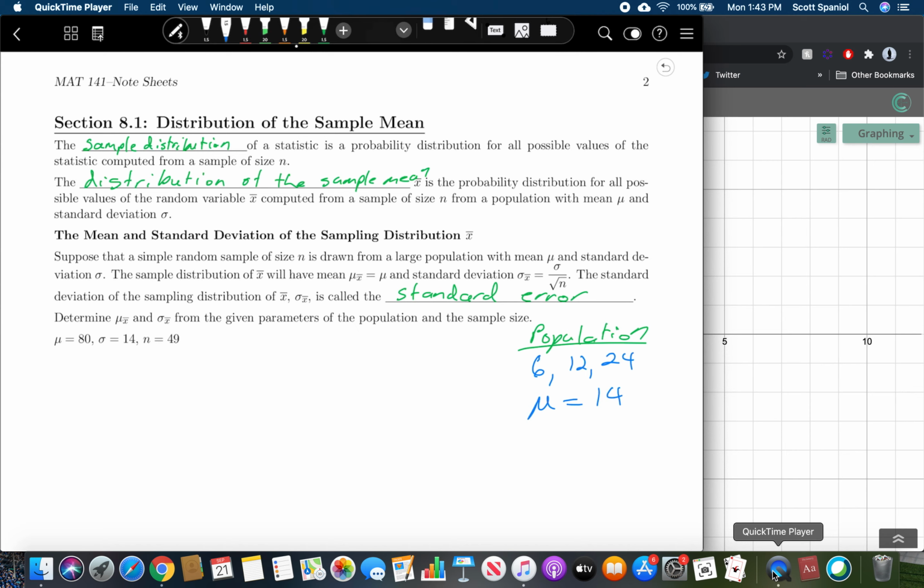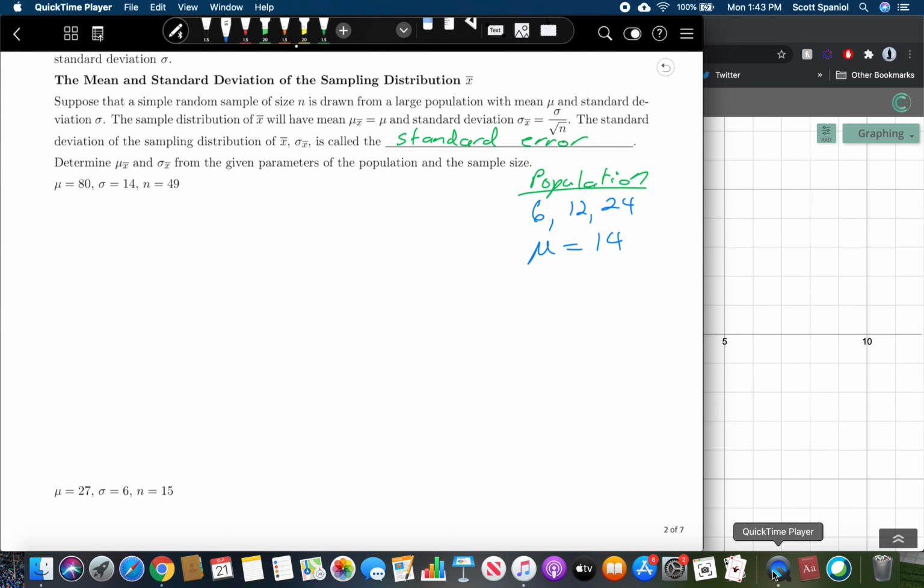So according to that, to find the mean of the sampling distribution, we want to find all samples of, let's say, size 2 from this population, right? So all those samples would be 6 with 12, 6 with 24, and 12 with 24. And then if you find the mean of each of these, so the x bar for each of these, the mean of the first one would be 9, the mean of the second one would be 15, and the mean of the third one is 18.